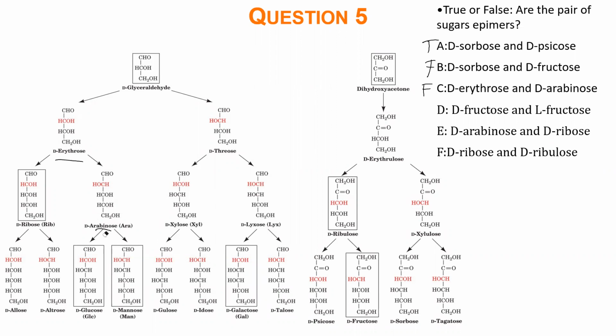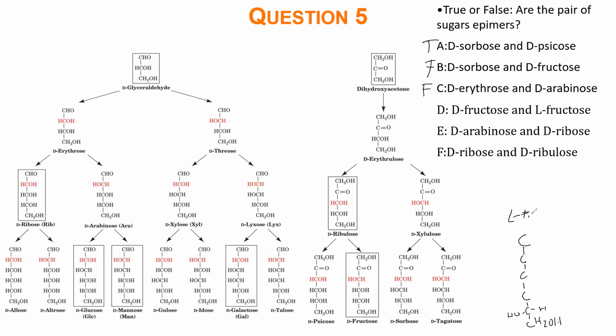Then we have D-fructose and L-fructose. This is the trickiest one. So D-fructose is here. And let me draw L-fructose. So we have 6 carbons. So this is tricky because I said that the only difference between a D and L is the last carbon, or the last chiral carbon. What direction are you pointing? If you're pointing to the right, you're D. If you're pointing to the left, you're L.